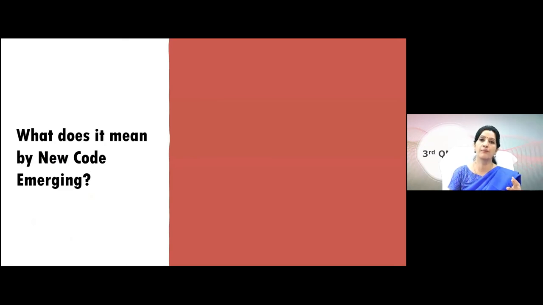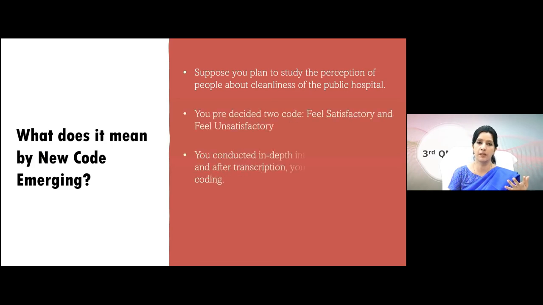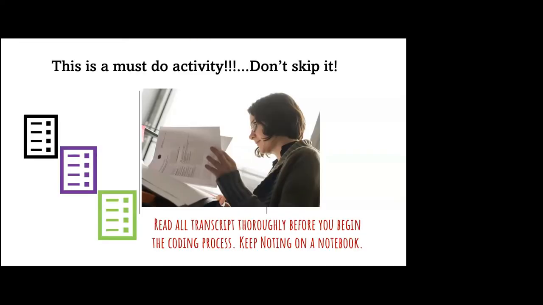Now, what do we mean by emerging of a code? Suppose you plan to study the perception of people about cleanliness of the public hospital, and we have decided two codes, like satisfactory and unsatisfactory. So I have conducted in-depth interviews of visitors, and after transcription, I have started with the process of coding. During the process of coding, I find that new codes are emerging, which initially I did not imagine.